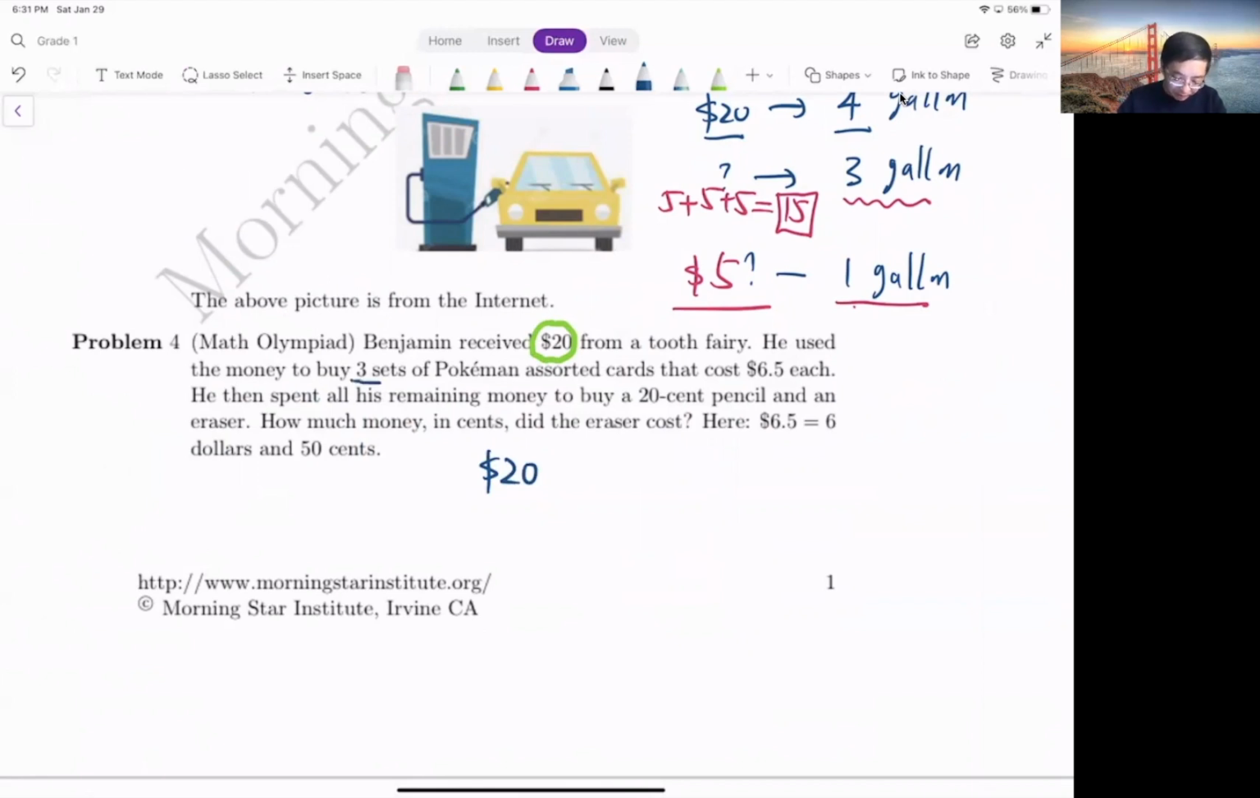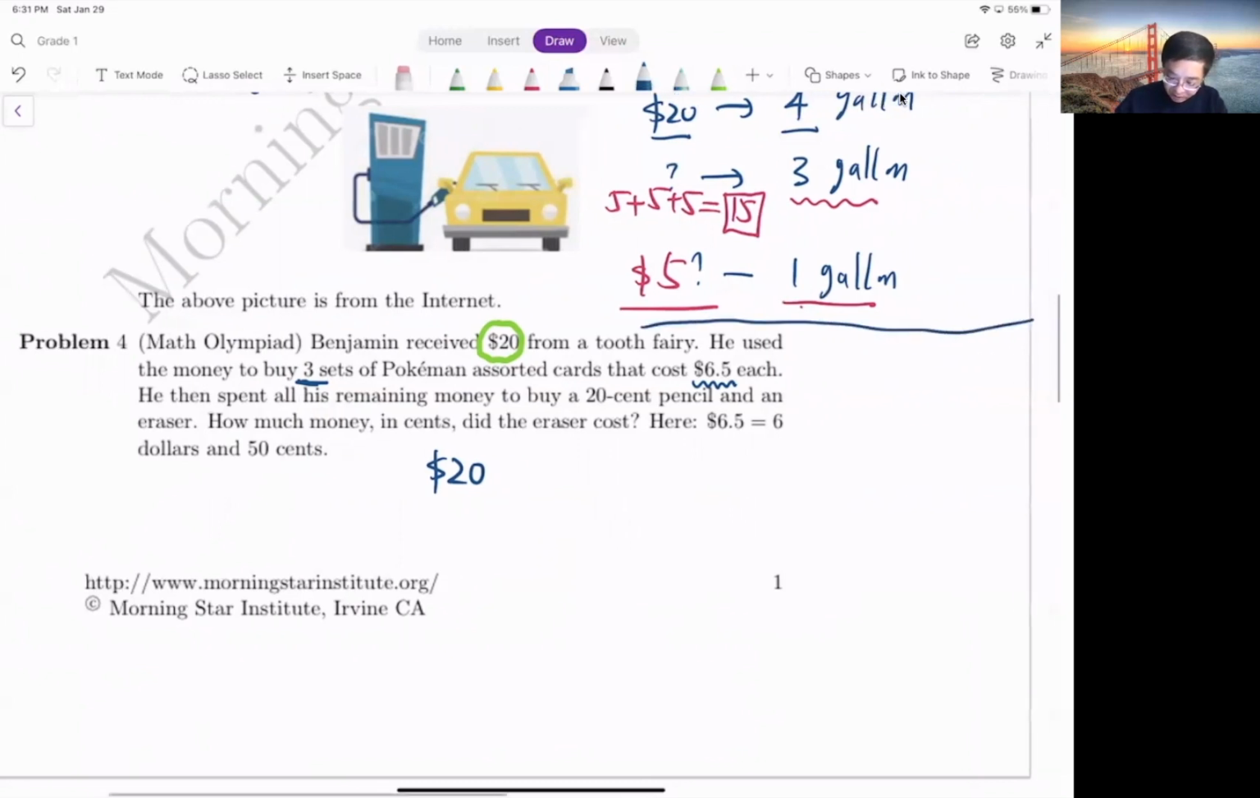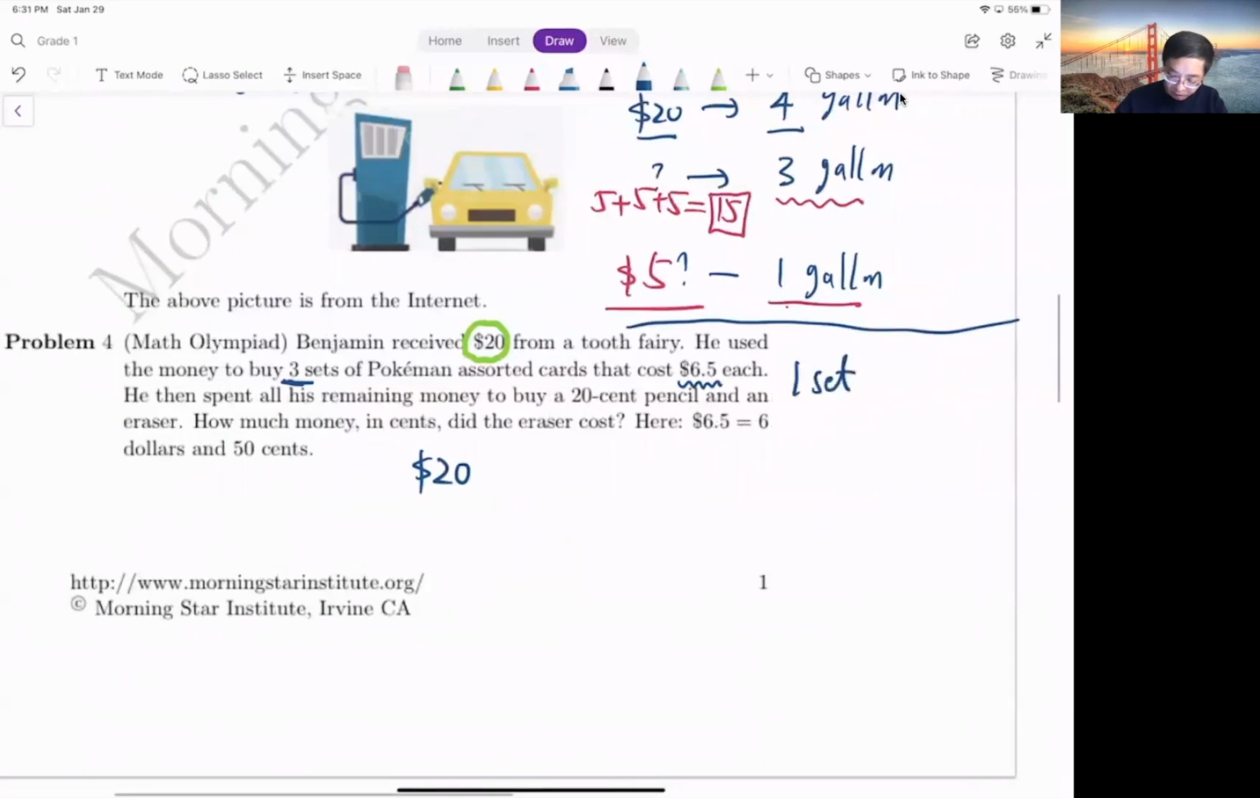Okay, so here let's number 3 sets of Pokemon cards that cost $6.50 each. So 1 pack, so this 1 set is what? 1 set is $6 and 50 cents. Hold on, let me write here. Okay, so the price of 1 set of Pokemon cards equals $6.50. Remember, the 6.5 just means $6.50.